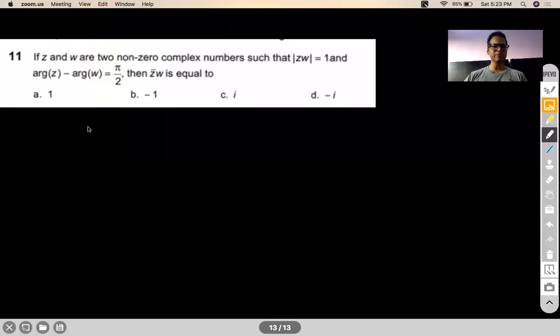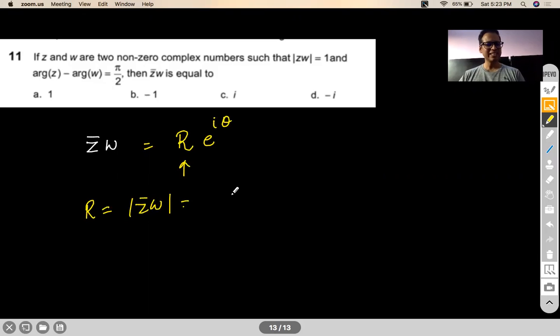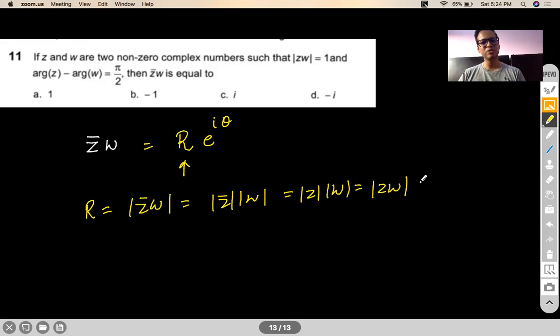Okay, let's check. See guys, what we need is Z conjugate W, right? In order to know a complex number, you need two things about it: modulus and argument. If somebody tells me the modulus and the argument, my job is done, correct? So how do I get R? R is nothing but the modulus of this guy. Thankfully, we can write it like this, and like this, which is 1, as per the given question. So R is 1.